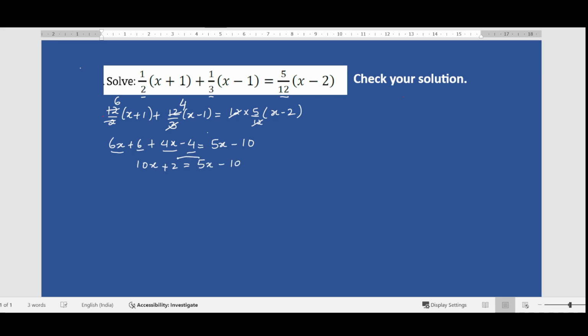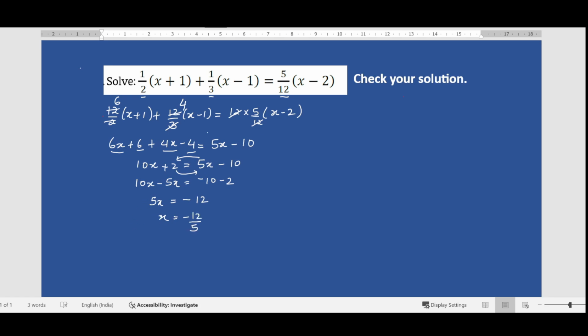So we'll take 5x to LHS and 2 to RHS. So 10x minus 5x is equal to minus 10 minus 2. So 5x is equal to minus 12. x is equal to minus 12 by 5.